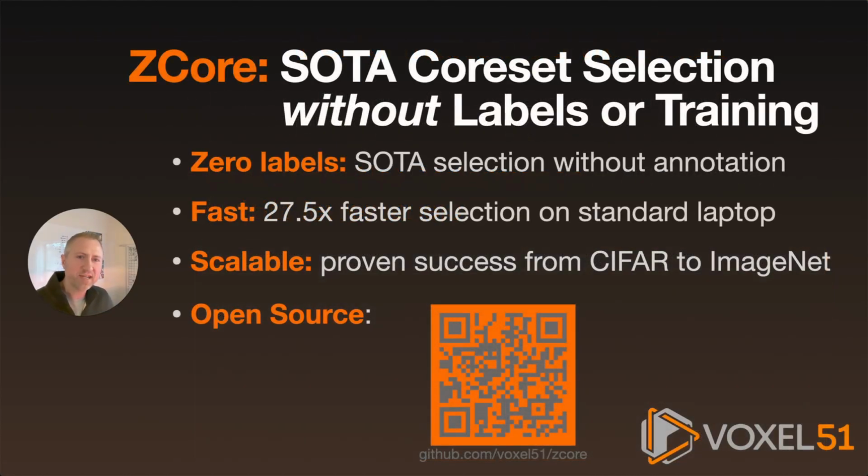To wrap things up, ZCore is a new state-of-the-art Coreset selection method that requires zero labels and no training on your candidate data. It's built for speed, running over 28 times faster on a standard laptop than previous methods, and it easily scales from CIFAR to ImageNet.